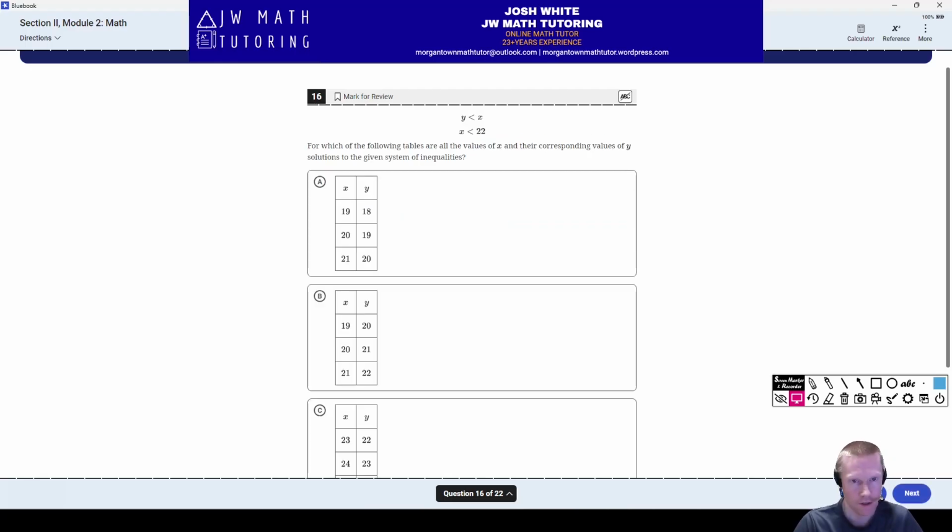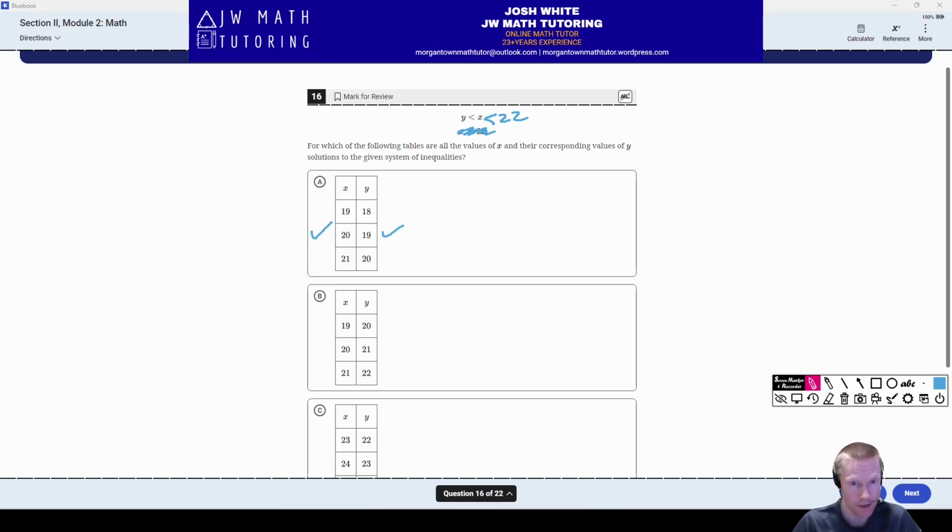Next up, inequalities. So a couple things here. Basically, if you notice these two inequalities, and set them together, like I could just go like this, and essentially x has to be less than 22 and y has to be less than x. So you can just go through the answer choices and figure out which ones we can eliminate. So, for example, in A, are all the x's less than 22? Yes. Are all the y's less than the x part across from them? Yes. So keep it.